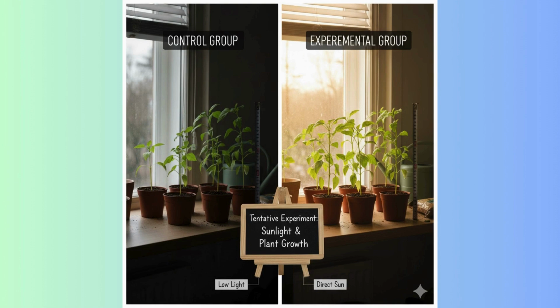So in the procedures, both groups receive the same amount of water, the same soil and the same temperature for 4 weeks. The only difference is the independent variable, which is the amount of sunlight. After 4 weeks, the average height of the plants in both groups is measured, the dependent variable. So our tentative conclusion was that if the sunlight plants are significantly taller, the hypothesis is supported.